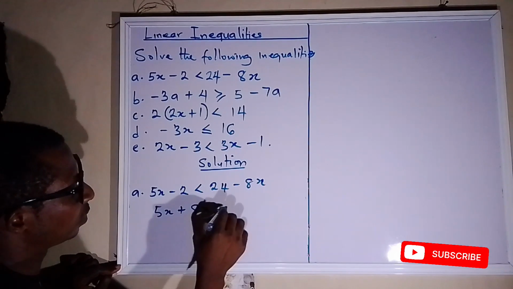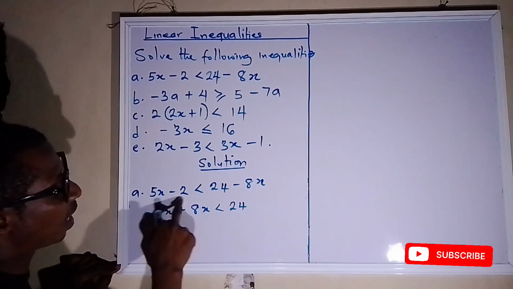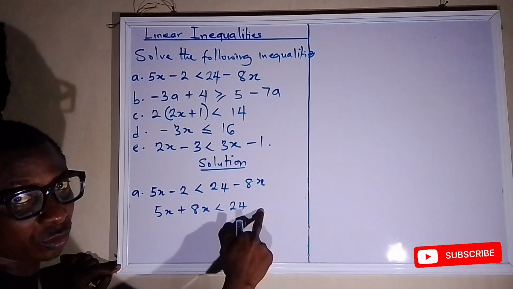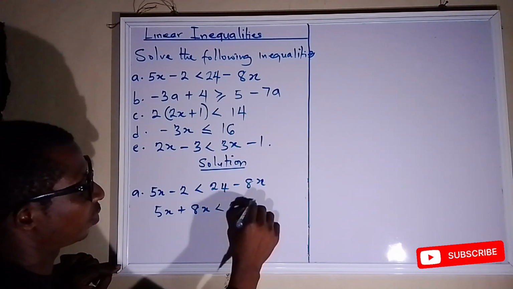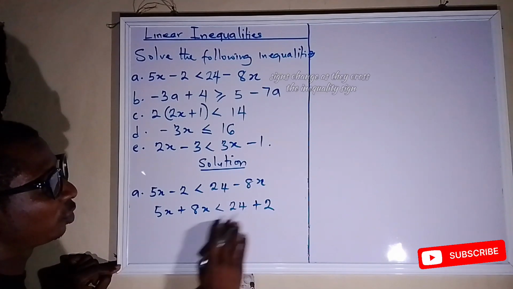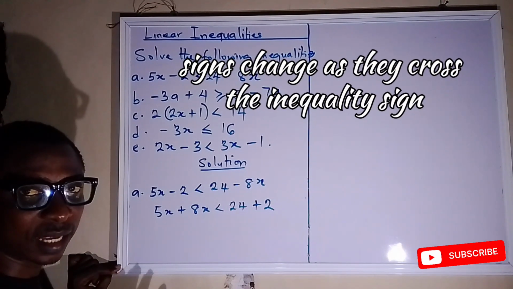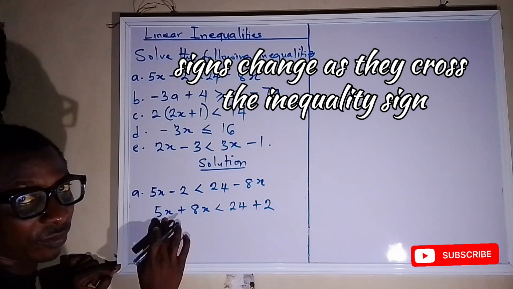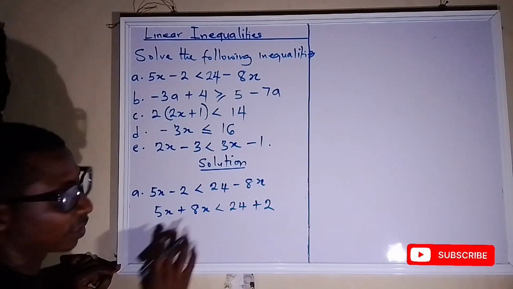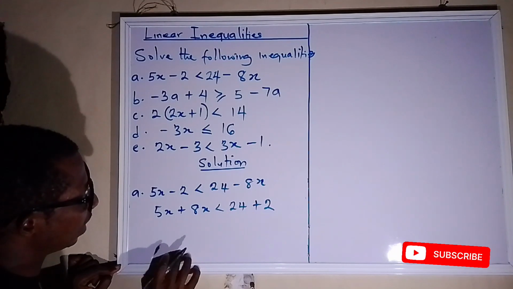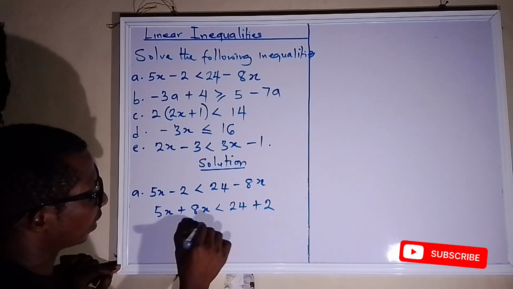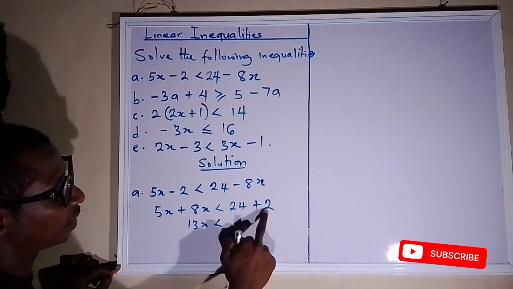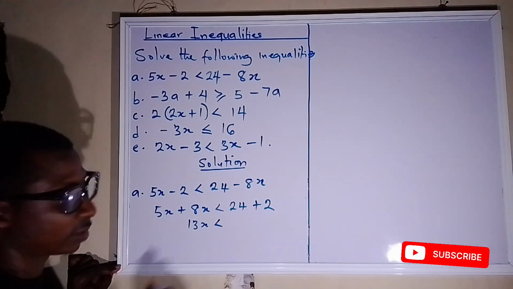So less than 24. Now what we have here is minus 2, so when it moves to this side, the sign also changes to plus 2. Now what we have just done is collect the like terms. The next thing is to join these together. This is 5x and this is 8x, so when you add together, you have 13x. And adding this and this together, you have 26.